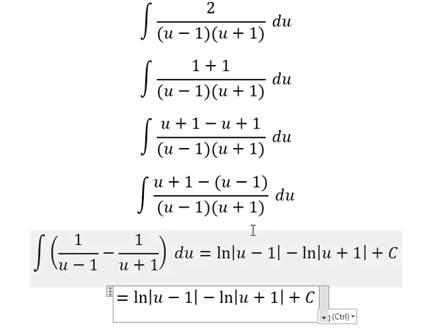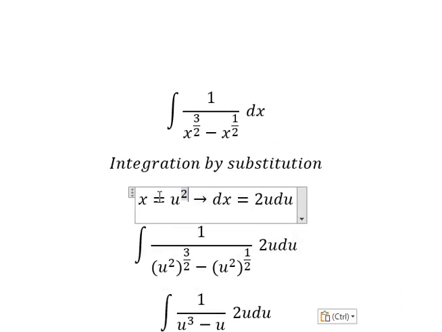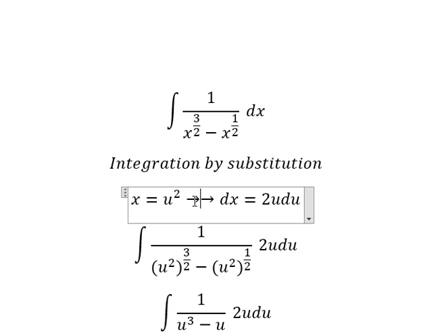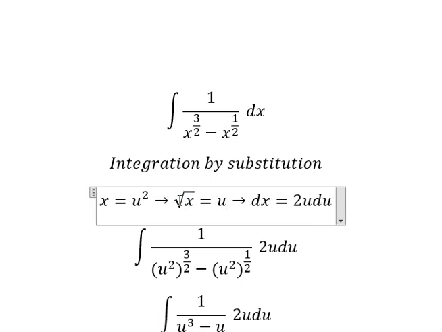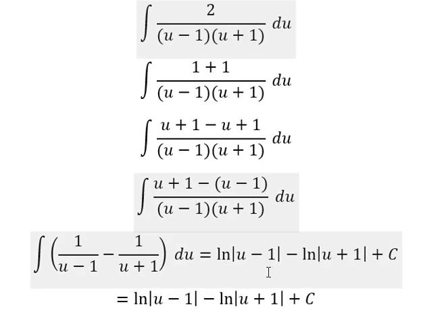About u, that is this one, so we put the square root for both sides, and we have the square root of s equals u. And now I will put this one to change for you.